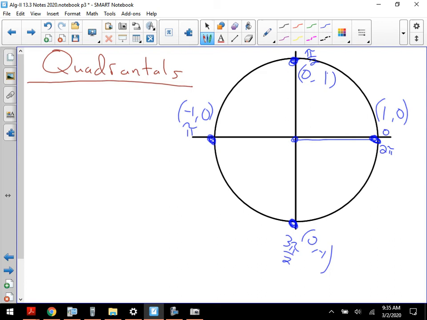Yeah. What's 1 squared? 1. What's 0 squared? 0. What's 0 plus 1? 1. What's the square root of 1? 1. What's my radius? 1. You know how convenient that is? Go around the circle then. What is your cosine at 0?